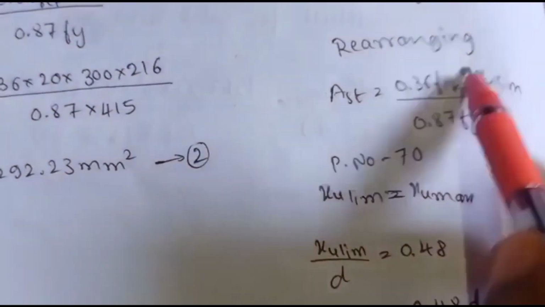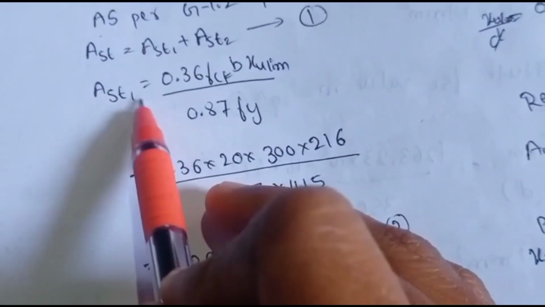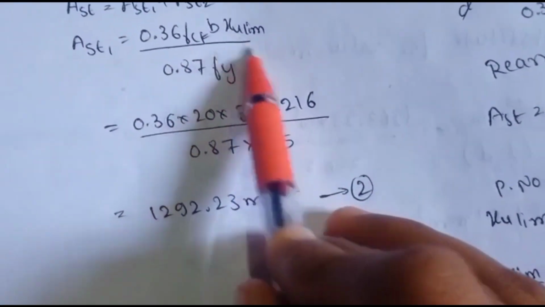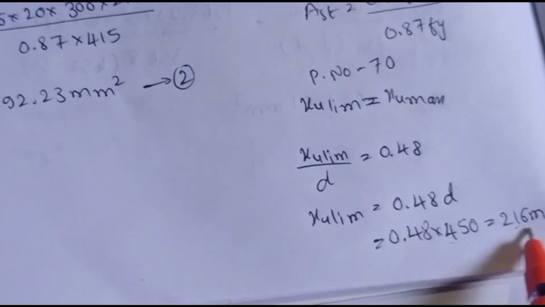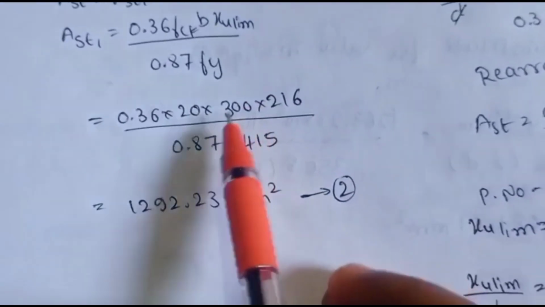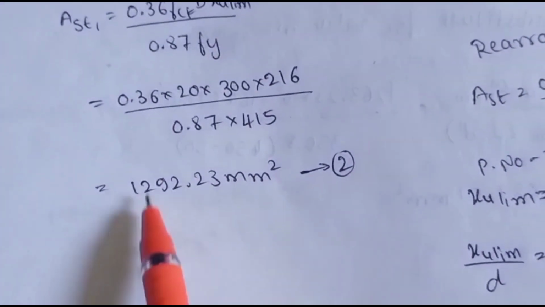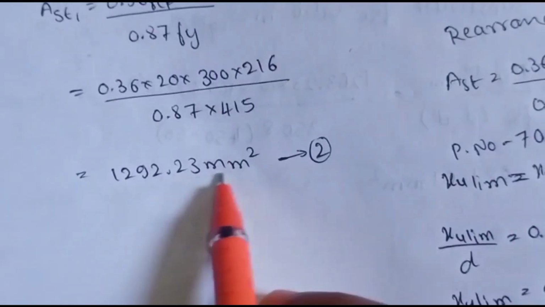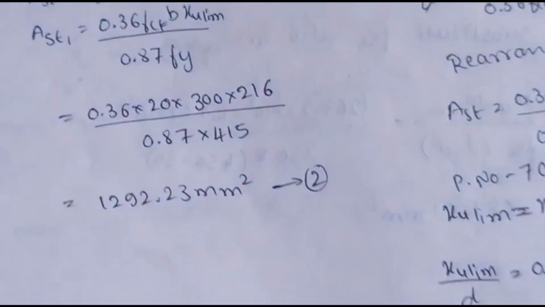By using this formula, we will calculate Ast1. Substitute all the values; our Xu limit value is what we have calculated just now, that is 216. Simplify this, and we get our Ast1 is equal to 1292.23 mm square. Call this equation number 2.